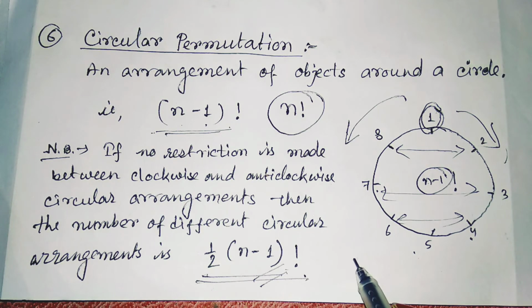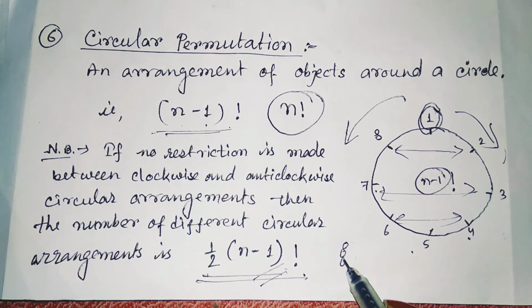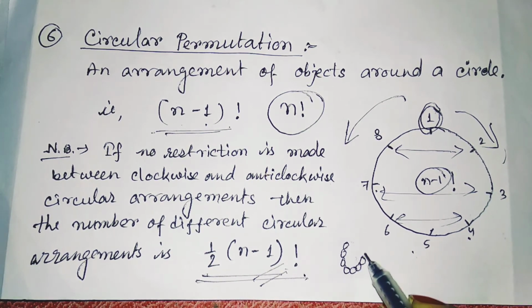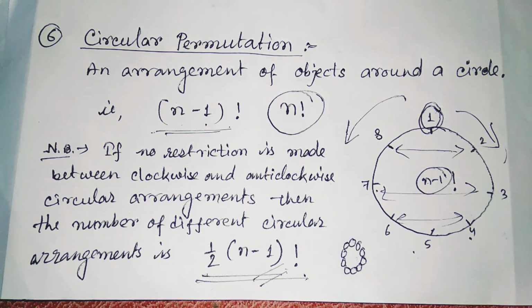For example, if we consider the beads of a chain where all beads are same, that time the circular, that is clockwise and anti-clockwise, doesn't matter. These are the few important aspects of the permutations. Now next chapter, it is the combination. Thank you.